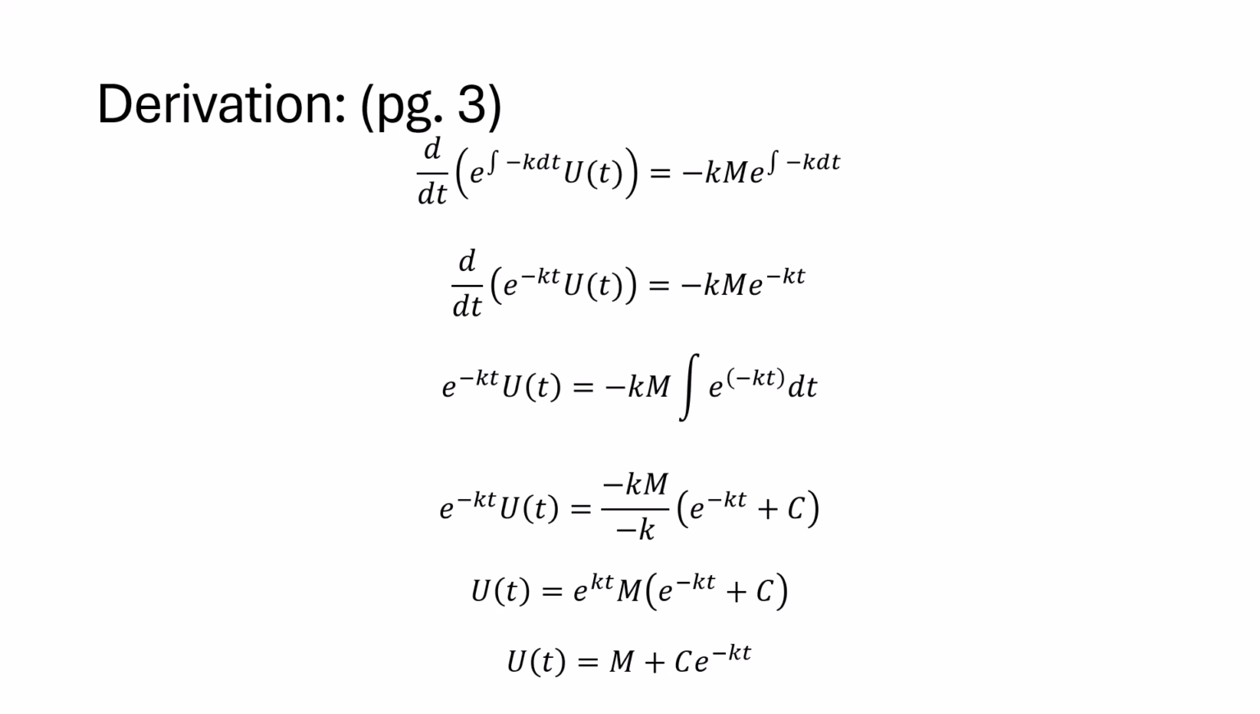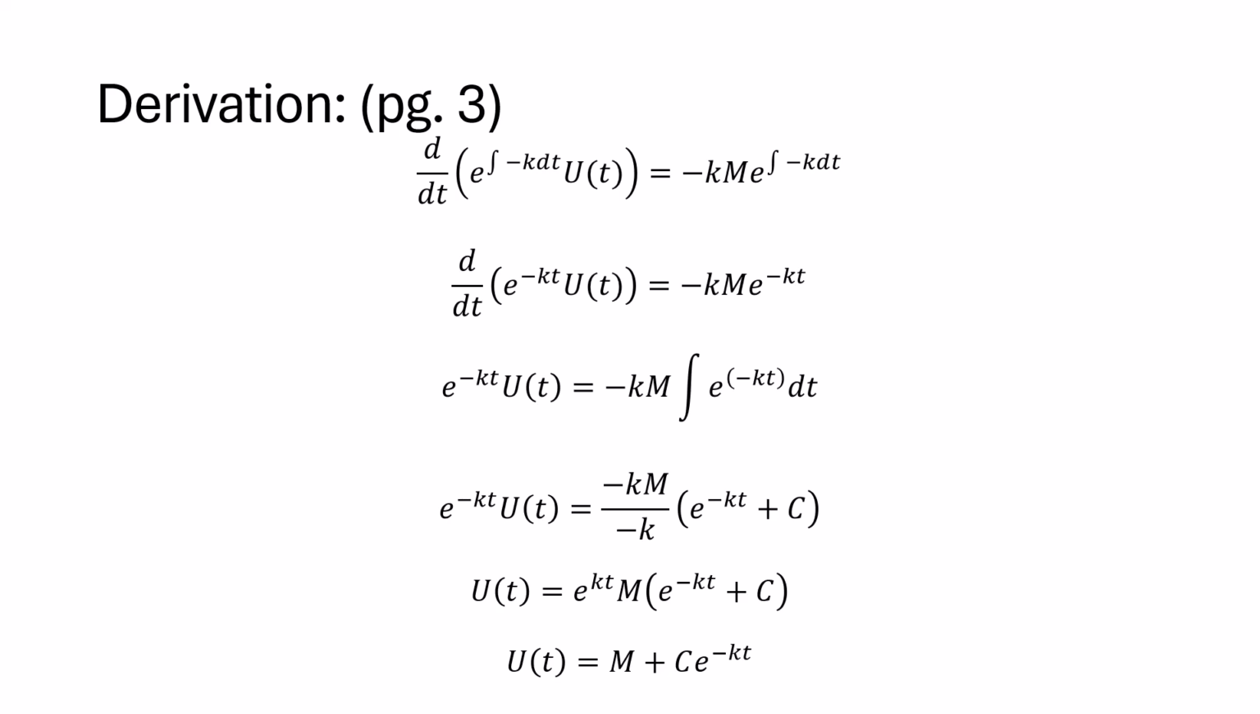Now I have the derivative with respect to t of the product of e to the negative kt times u. Remember, u is the function representing the temperature of the object. And that derivative is going to be equal to negative kM e to the negative kt. So here we have this derivative of a product. Now to undo a differentiation, we use the fundamental theorem of calculus to have the integral. So we end up on one side with e to the negative kt times u(t) is equal to negative kM times the integral of e to the negative kt dt.